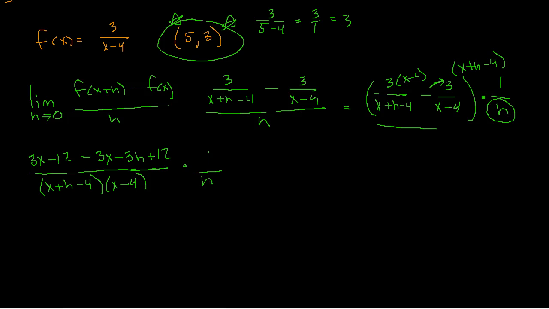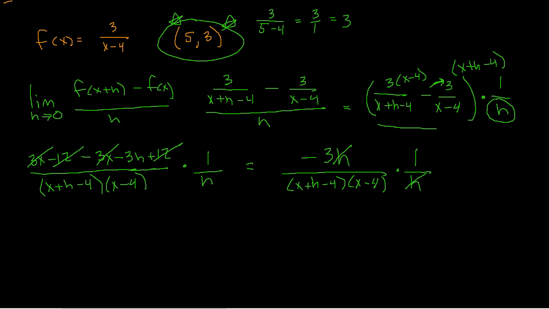All right, so now what's going to happen here is a 3x and a negative 3x, dust in the wind, gone. Negative 12, 12. Dust in the wind. And after all that dust settles, I have a negative 3h on top, and I have an x plus h minus 4 times x minus 4 on the bottom, and you're going to be so tempted to distribute and multiply the bottom, but don't. It makes it uglier. And I'm going to multiply that by 1 over h. Now, finally, this factor and this factor can cancel, and now I'm ready to find my limit.